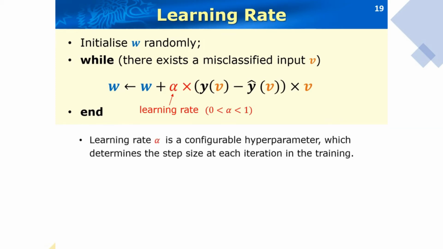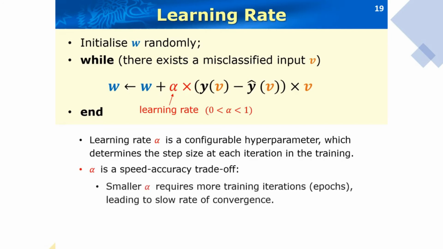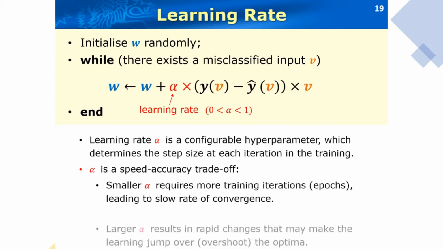Alpha is a configurable hyperparameter, and we introduce the alpha because it determines the step size at each iteration in the training, which is a speed accuracy trade-off. If alpha is set to be smaller, it will take more iterations, leading to slower convergence rate. In contrast, larger alpha will result in rapid changes that may make the learning jump over the optimal solution.